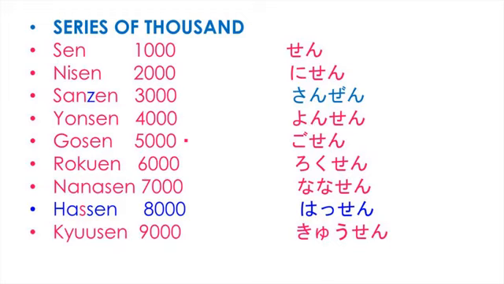Please be careful about the numbers that I have written in blue color. These are exceptions. So once again try to speak sen, ni sen, san sen, yon sen, go sen, roku sen, nana sen, has sen, q sen. Try to speak exceptions once more. San sen for 3000, has sen for 8000.